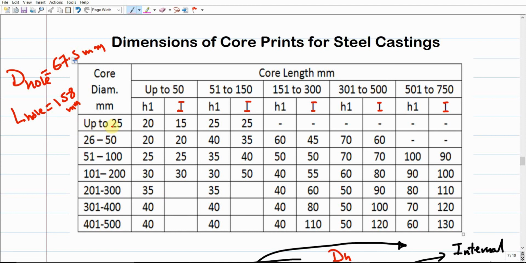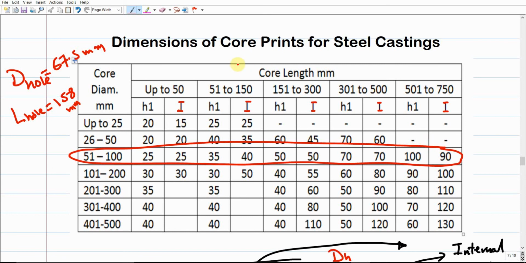Is it up to 20? Is it less than 25? Up to 25? No. Is it between 26 to 50? No. Is it between 51 and 100? Yes. So this is the row. So you have to pick one of these numbers in this row.